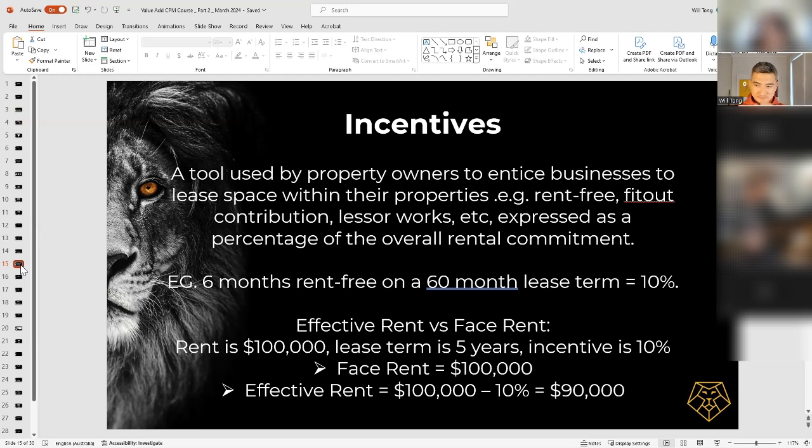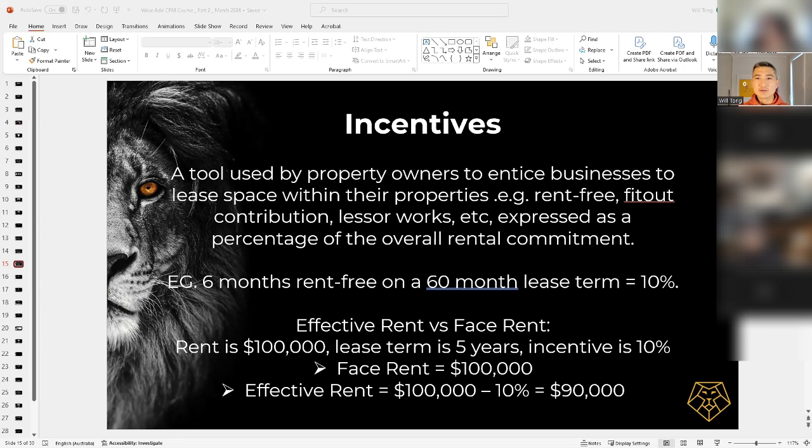All right. So I want to talk about incentives, and I'll spend a little bit more time on incentives because this is a really important tool to use for rental reversions. So who's heard of incentives in a commercial property deal? Okay, a lot of you. Excellent. So basically an incentive is a tool used by property owners to entice businesses to lease their space. Some of the most common incentives are rent-free periods, fit-out contributions, lessor's works, etc.